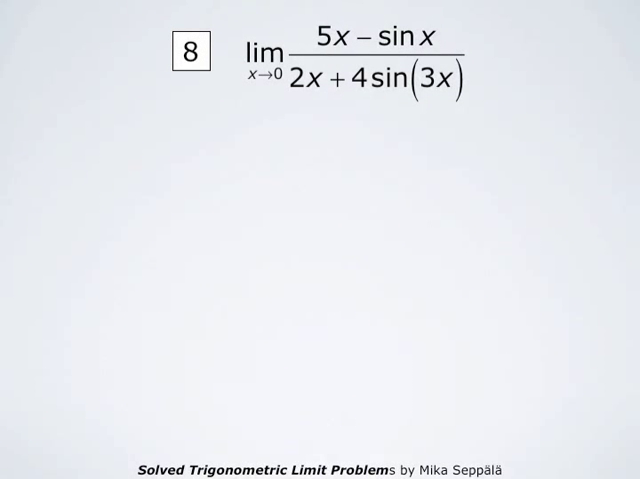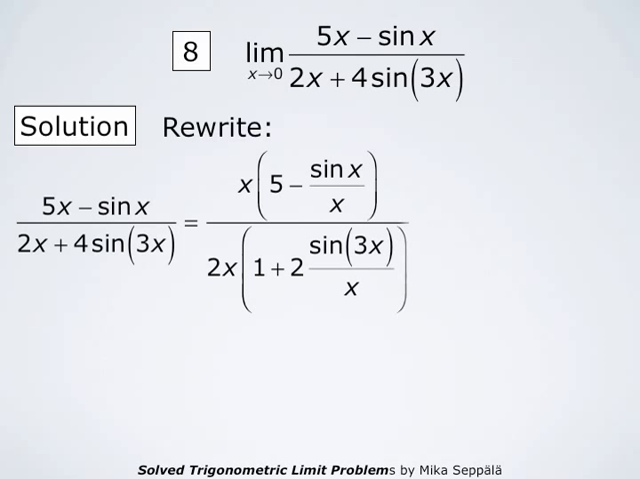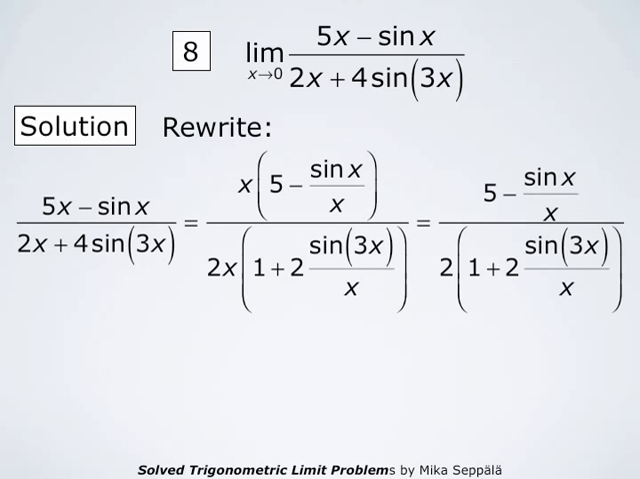To compute the limit as x approaches 0 of 5x minus sine of x, and that difference divided by 2x plus 4 times sine 3x, we have to do lots of technical rewriting. We want to use the fact which we know that sine of x divided by x approaches 1 as x approaches 0. So we rewrite in the following way. We first take the expression 5x minus sine x divided by 2 times x plus 4 times sine 3 times x, and we force x out as a common factor both in the numerator and in the denominator.